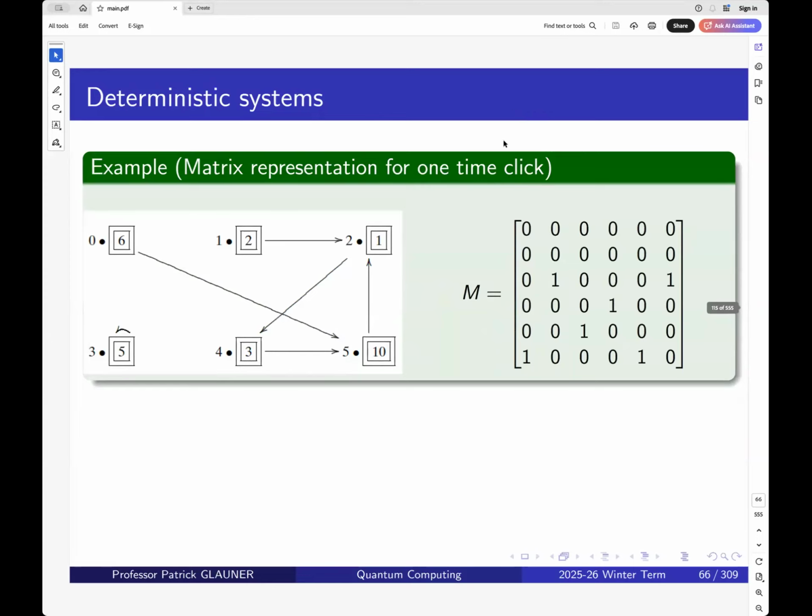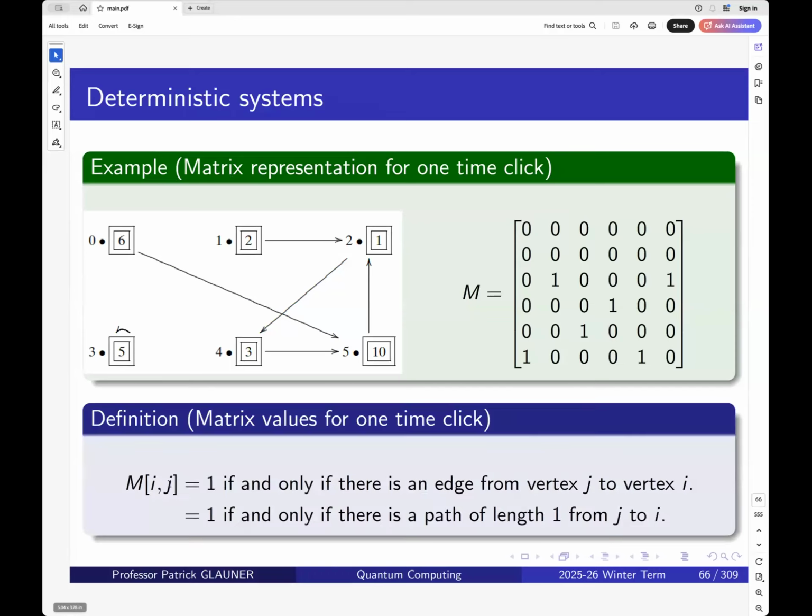So I had shown you this matrix M for this system, or for this transition. Then here's a more formal definition. If you look at an entry ij, so index i for the row, index j for the column, this is one if there is an edge from j to i, we've seen this. I've explained this step by step to you, how we built these rows and columns. It's also one if there's a path of length 1 from j to i, because one edge is obviously a path of length 1. So it's just a more formal definition.